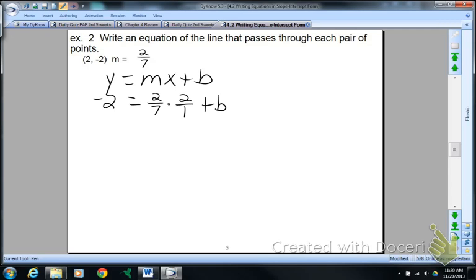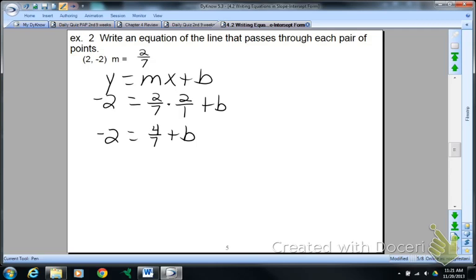Okay, let's multiply. That's negative 2 is equal to 4 over 7 plus b. Now, we've got 2 options here. What do I suggest you do when you have fractions? It was on the poster that just fell. Clear your fractions, remember? You can do that. But in this case, it's probably not the fastest. I'm going to do it both ways so y'all can see.